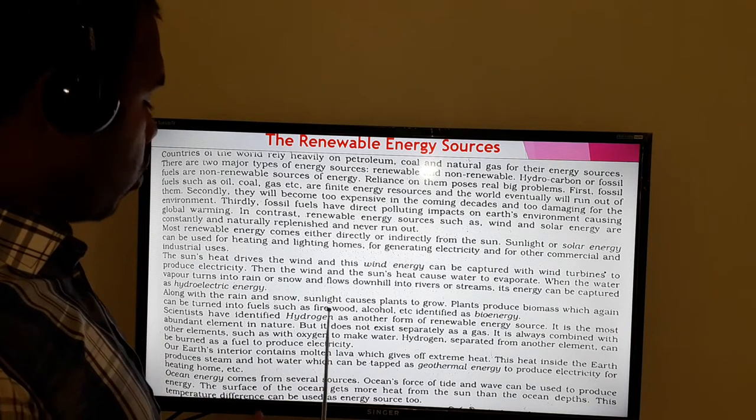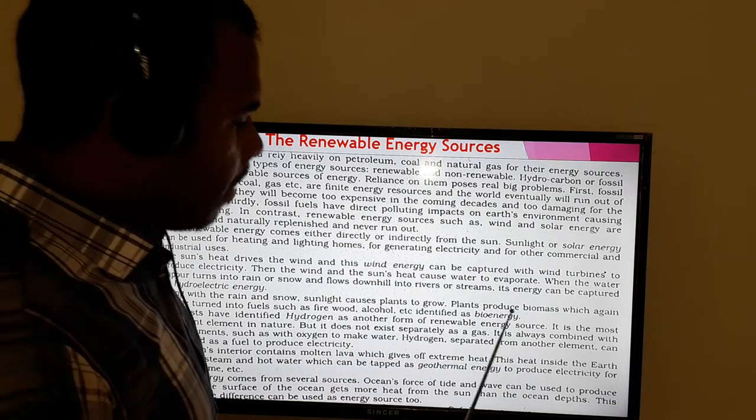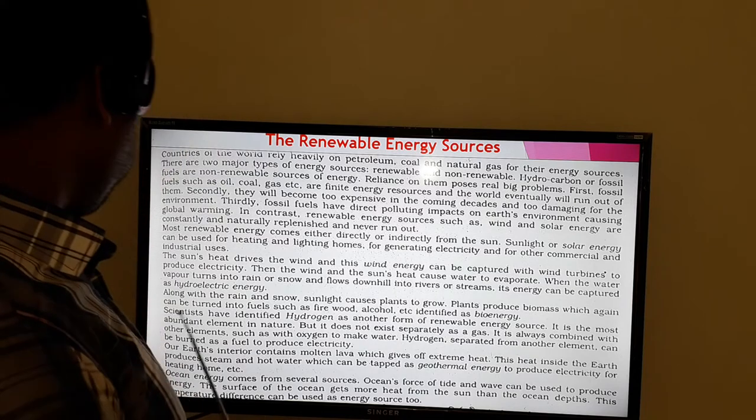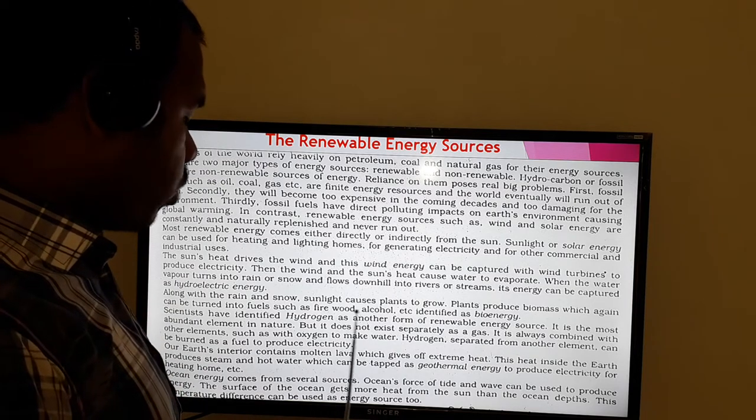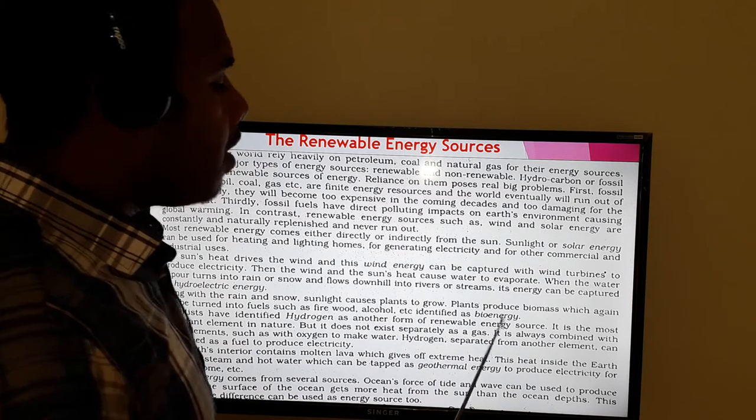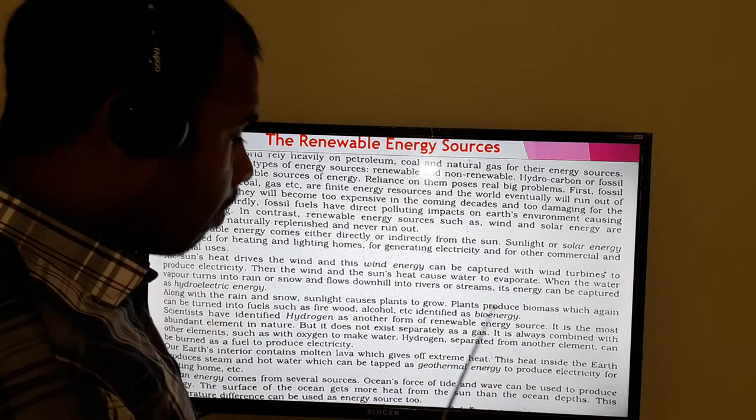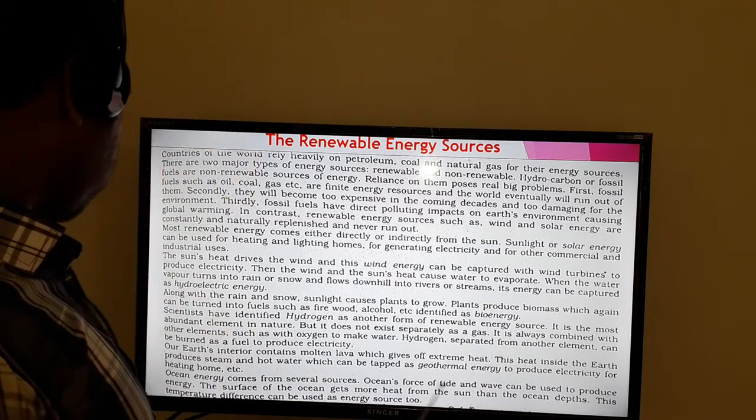Along with the rain and snow, sunlight causes plants to grow. Plants produce biomass, which again can be turned into fuels such as firewood, alcohol, etc. That is identified as bioenergy. That is another form of bioenergy. We can use this also.